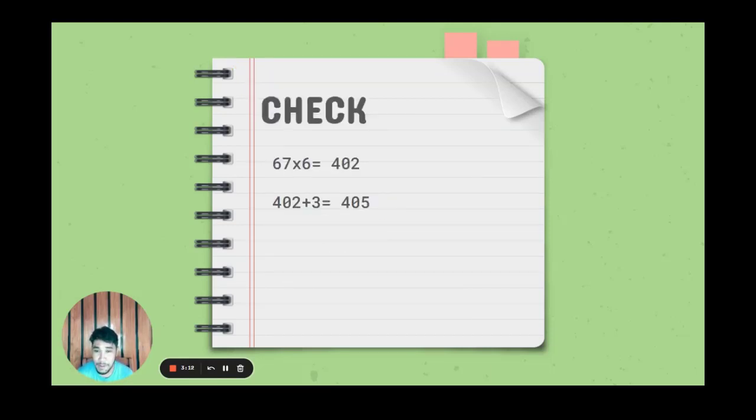And before we go, we need to check first if our answer is correct or wrong. So 67 times 6 equals 402, and 402 plus the remainder 3 equals 405. So we can say that our answer is correct.